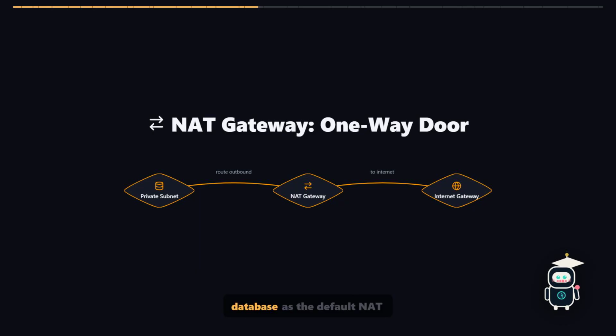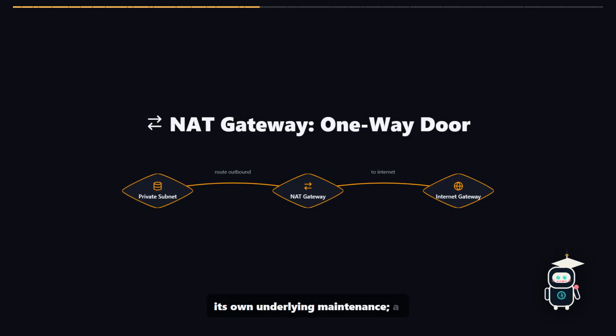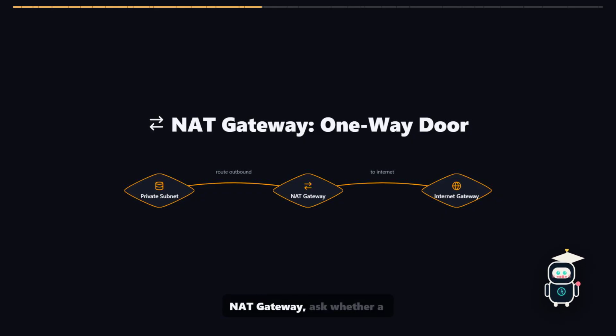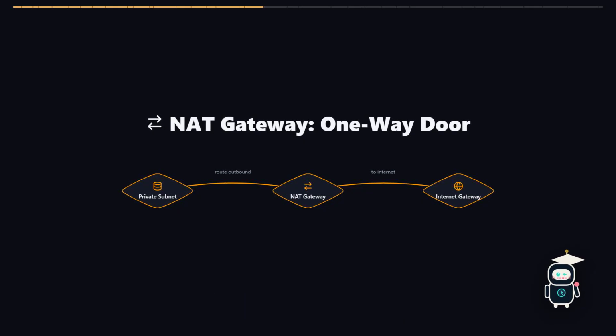Do not use a database as the default NAT Gateway example. Managed RDS handles its own underlying maintenance. A database should normally stay in private database subnets and receive only the application traffic it needs. And before using a NAT gateway, ask whether a VPC endpoint can reach the AWS service privately and avoid NAT processing cost.